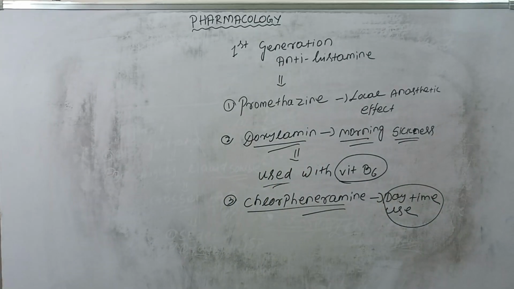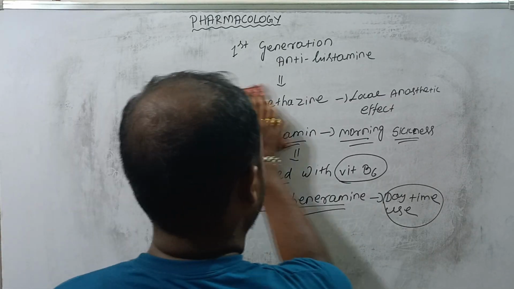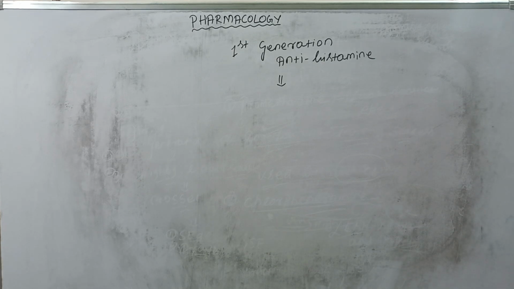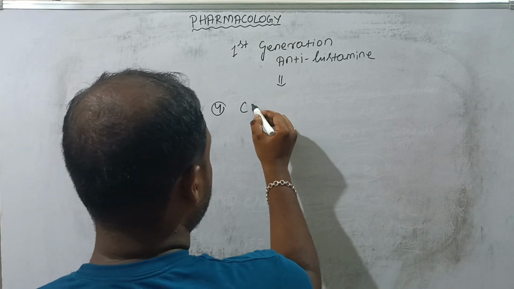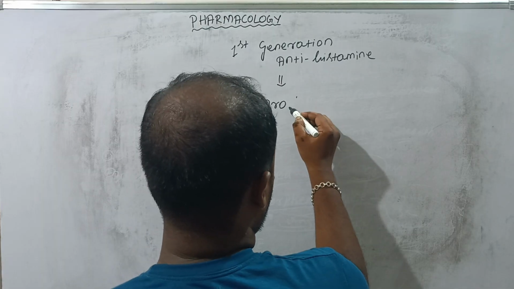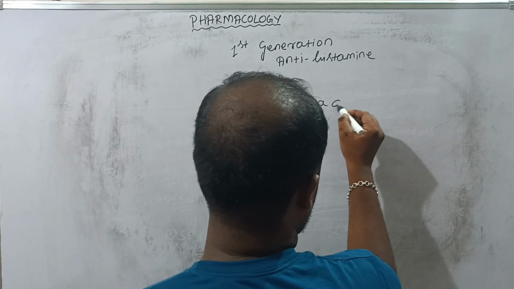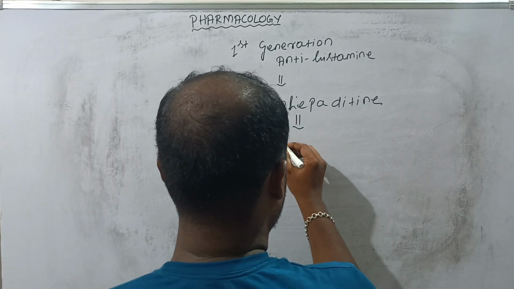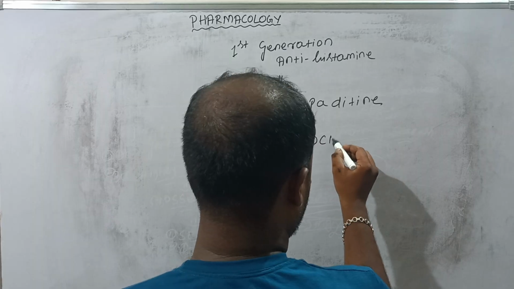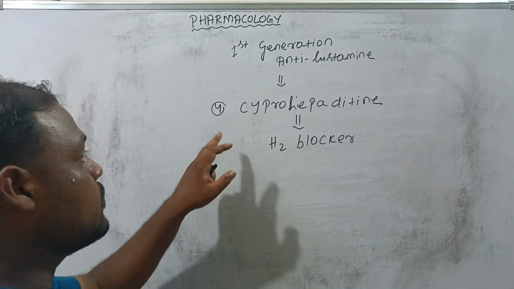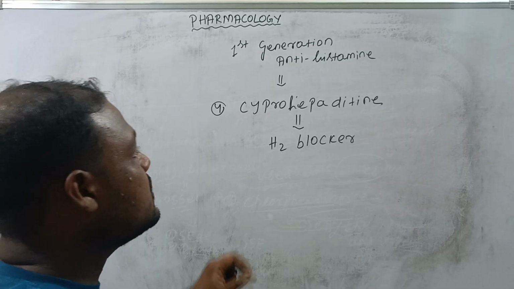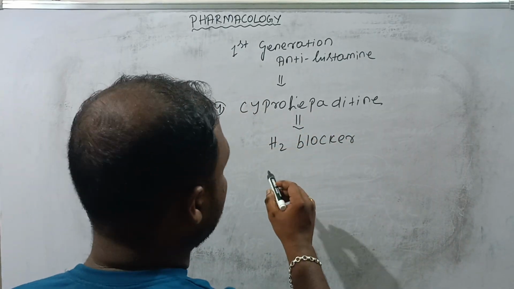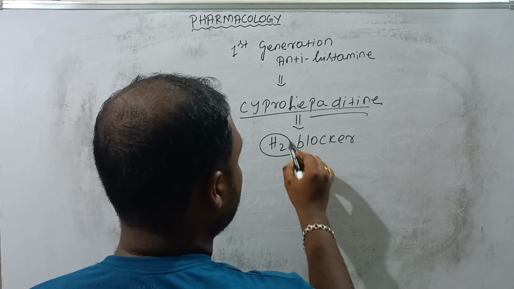Then the fourth one is cyproheptadine. Clear? Cyproheptadine is also a first generation antihistamine, and it is an H2 blocker.